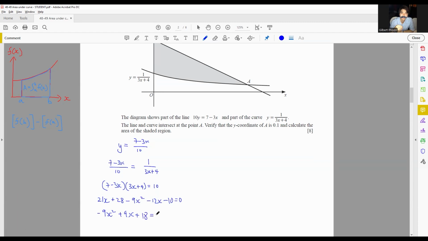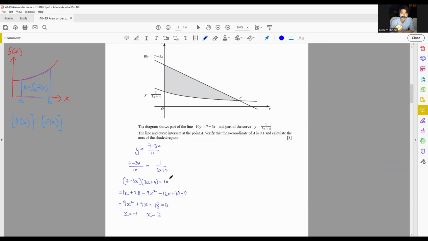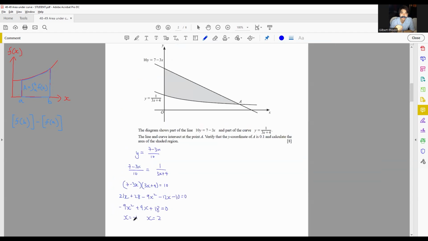...18 is equals to 0. Then type this part into your calculator. You would have gotten that x is equals to either negative 1 or x is equals to 2. We have two answers over here, right? Either x is equals to negative 1 or x is equals to 2.